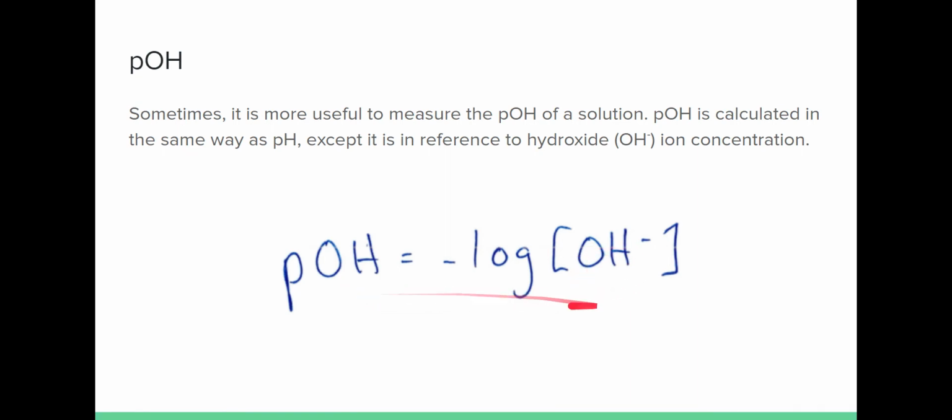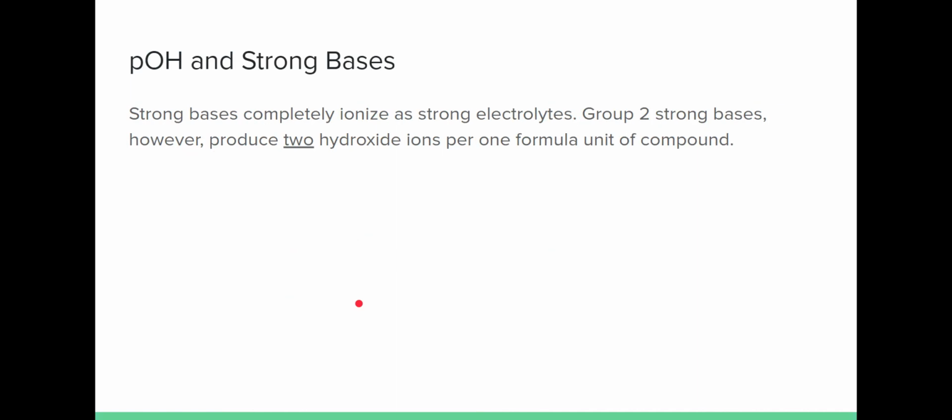You can see that the equation for pOH is similar to that of pH. It's the negative log base 10 of the concentration of OH minus instead of H3O plus. So the higher the pOH, the more acidic something is, and the lower the pOH, the more alkaline or more basic that substance is.